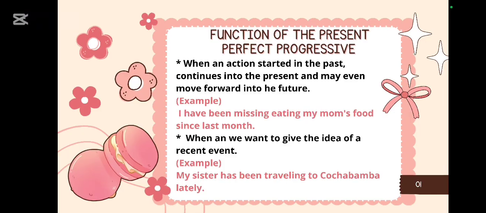Now we will see the function of the present perfect progressive. The first function is when an action started in the past continues into the present and may even move forward into the future. Example: I have been missing eating my mom's food since last month. The second function is when we want to give the idea of a recent event. Example: my sister has been traveling to Cochabamba lately.